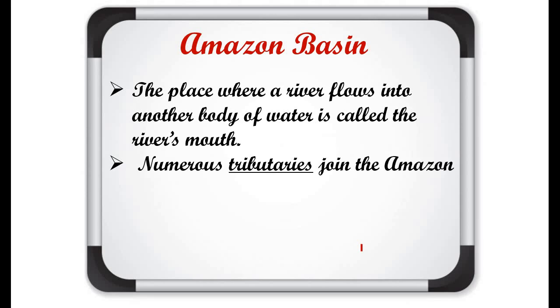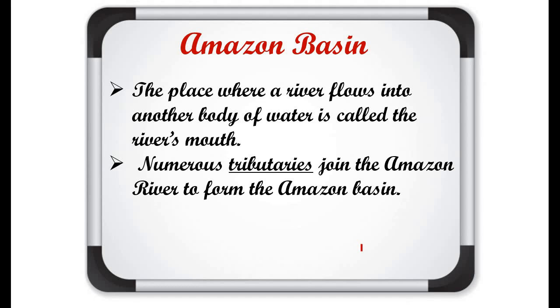Numerous tributaries join the Amazon river to form the Amazon basin. Tributaries means the many small rivers which join a big river. These are known as tributaries. So many tributaries of the Amazon river, all these together form the Amazon basin.